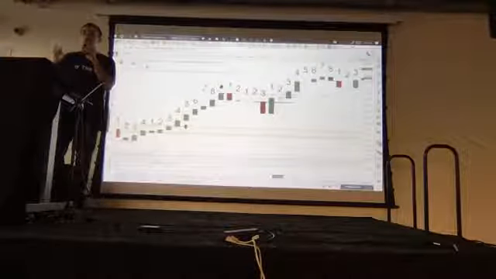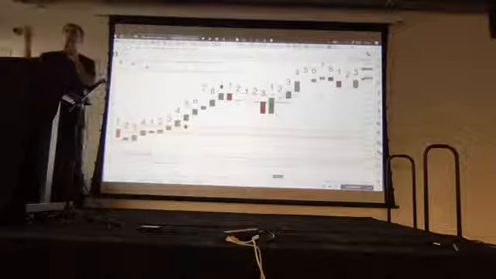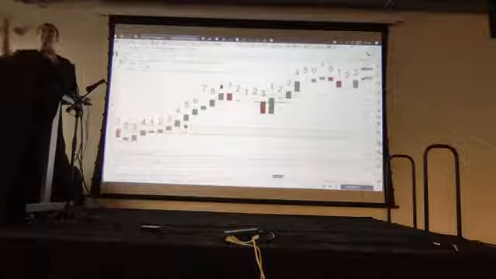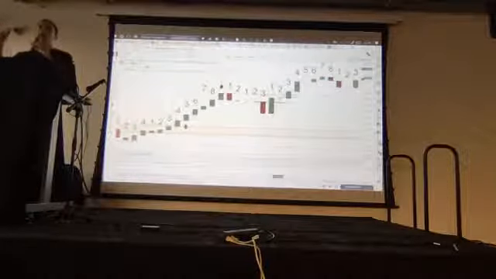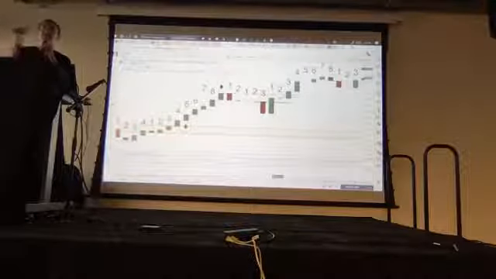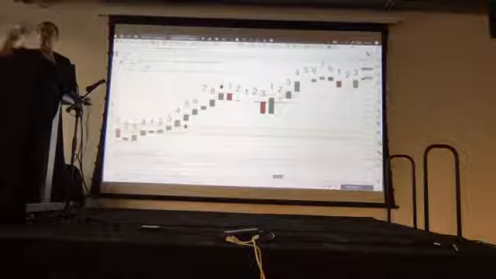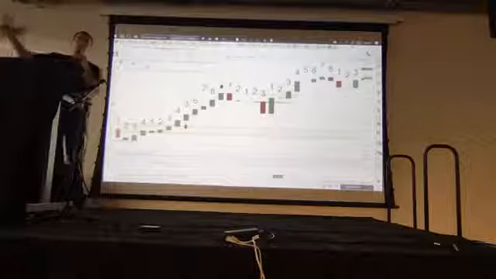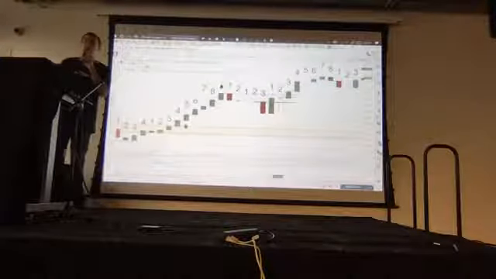Well, then you zoom in more. Is there a 4-hour 9 inside that day? And is there a 1-hour 9 inside that 4-hour candle? So you can keep zooming in. And if all of them line up, you can time it pretty damn well.